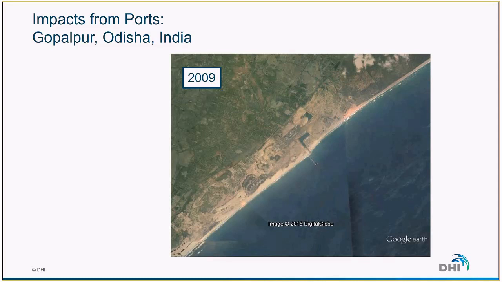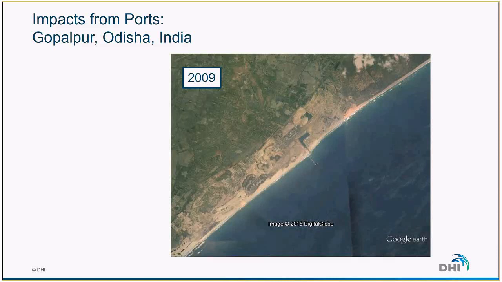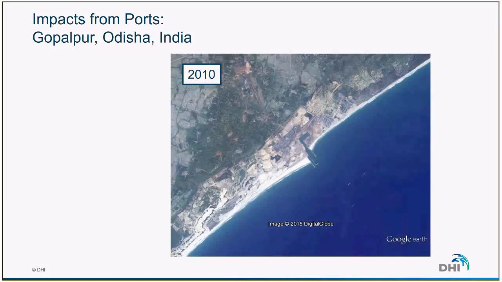And this is a picture from 2009, so we can see that the shoreline is relatively straight. And after years, once this structure has been constructed, we can see that there is a significant accumulation on the western side of the breakwater and some erosion on the eastern part of the coast. So this was in 2010.